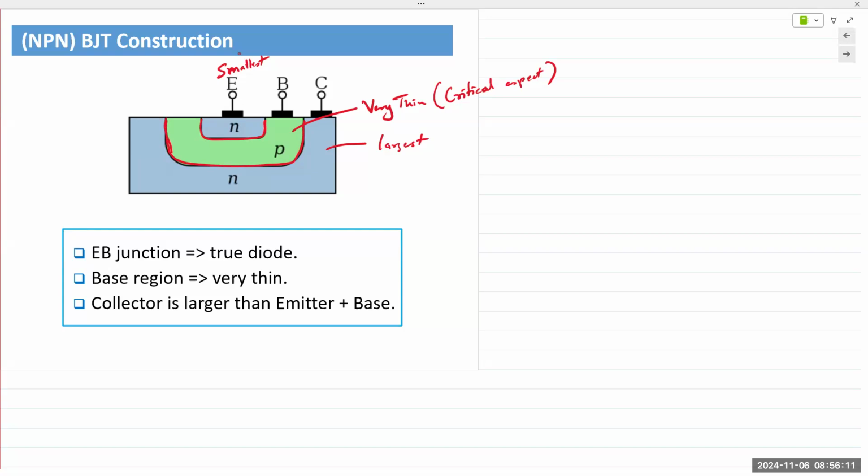Also, the base is very lightly doped, very light doping. So there are not very many charge carriers. So physically, it's very small, and electrically speaking, it is very lightly doped. So not many charge carriers that are present. In contrast, the emitter is very heavily doped. Very heavily doped. Okay. A PNP construction would be exactly the opposite. We would just replace the N and the P type with the opposite materials.